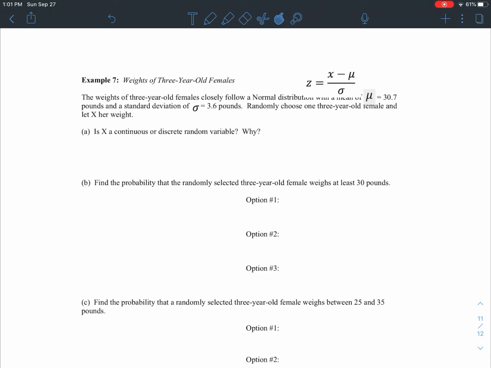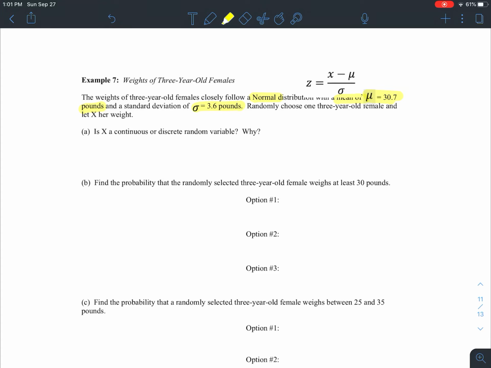All right, we're going to go ahead and skip past this example and take a look on the next page at example number 7. We're going to take a look at just a few different ways of answering these problems so that you see what your options are. We're talking about the weights of 3-year-old females. It says it closely follows a normal distribution. I'm going to go ahead and highlight that. These are important pieces of information.